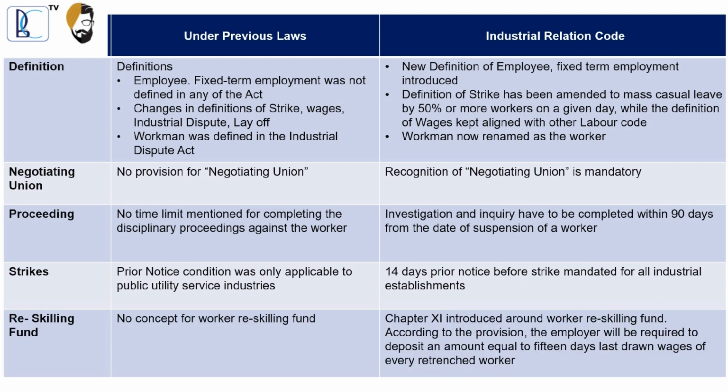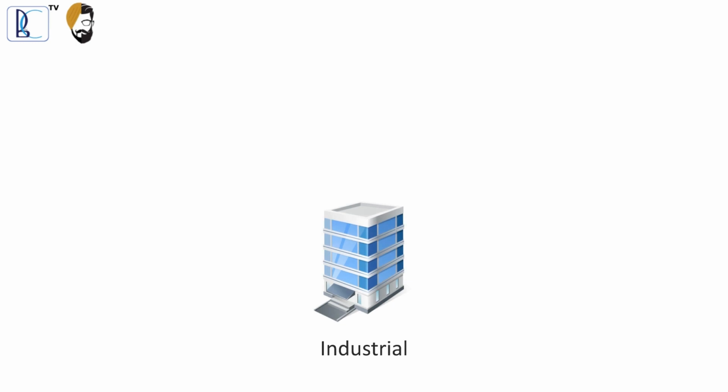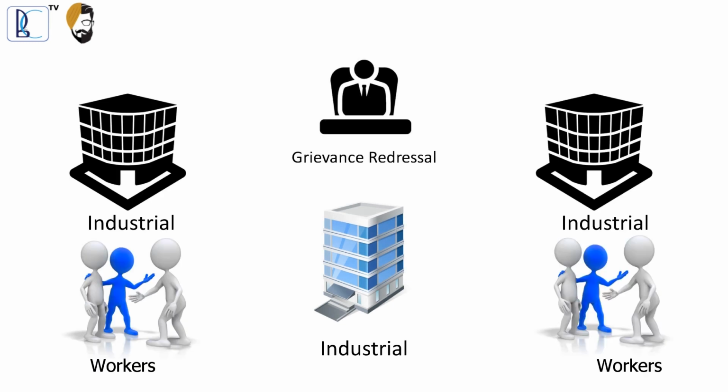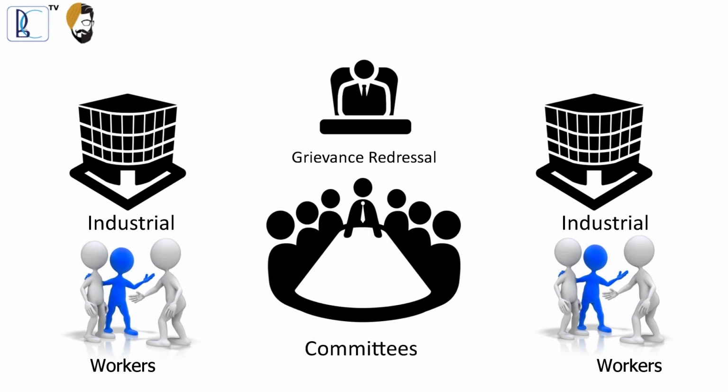Reskilling Fund: there was no concept of a Worker Reskilling Fund. Chapter 11 is introduced around the Worker Reskilling Fund. According to the provision, the employer will be required to deposit an amount equal to 15 days' last drawn wages of every retrenched worker. Grievance redressal: an industrial establishment having 20 or more workers shall constitute one or more grievance redressal committees with a maximum of 10 members for resolution of disputes arising out of individual grievances.